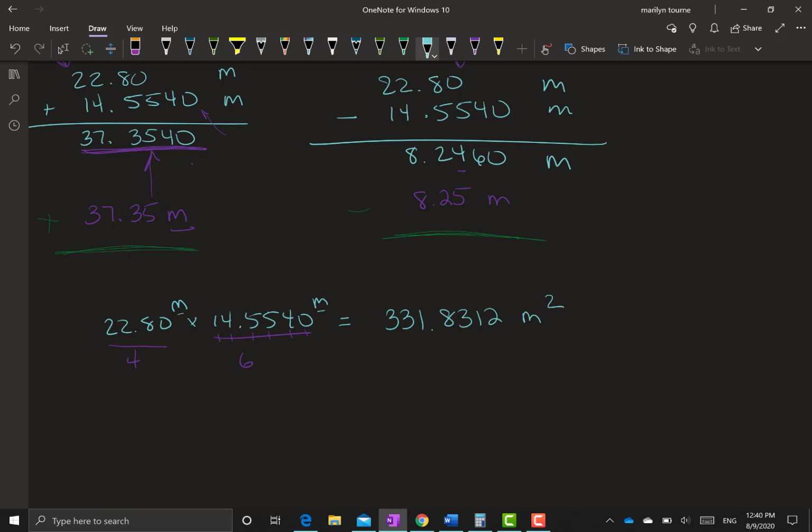If you report this in your paper, in your exam, that would be wrong, right? Because you can only report 4 sig figs. So that means that your final answer that you report on your answer sheet should be 331.8 meters squared.